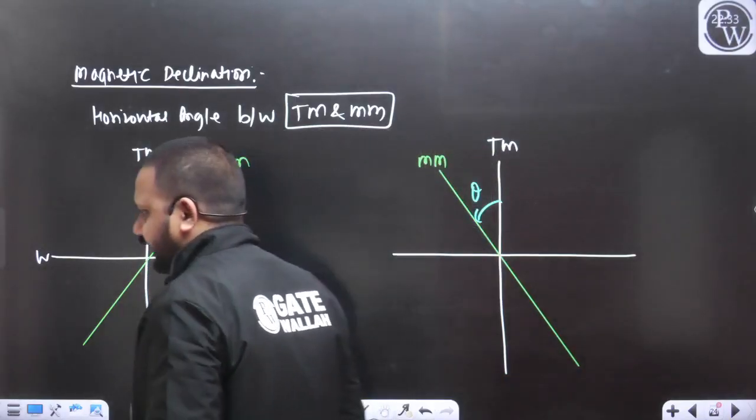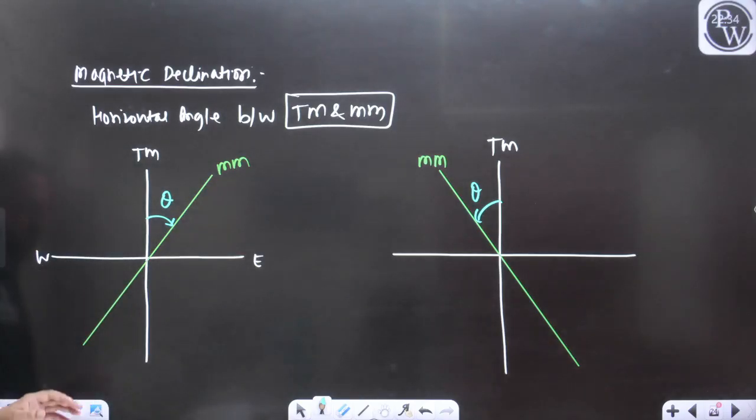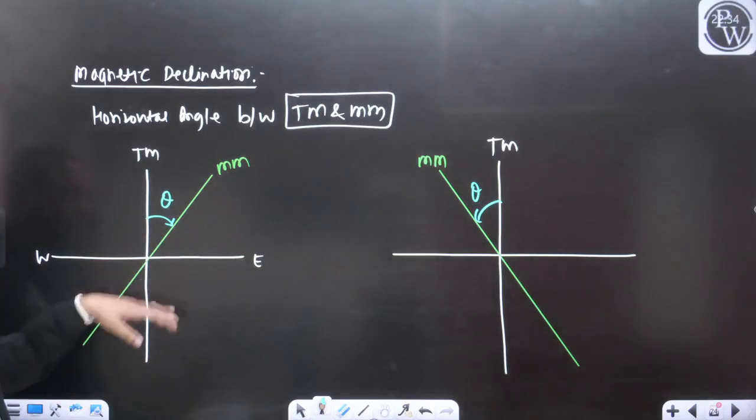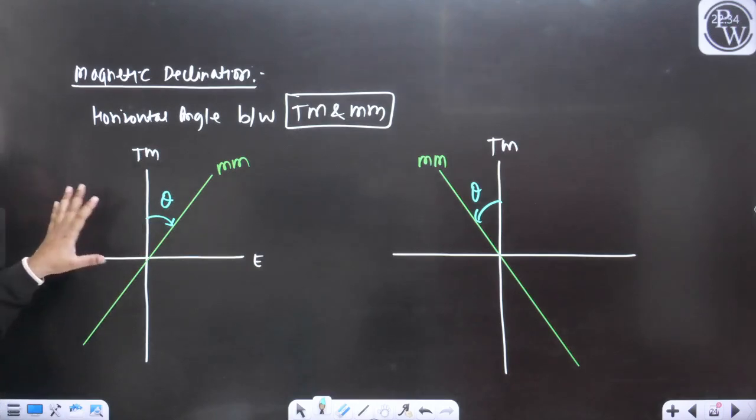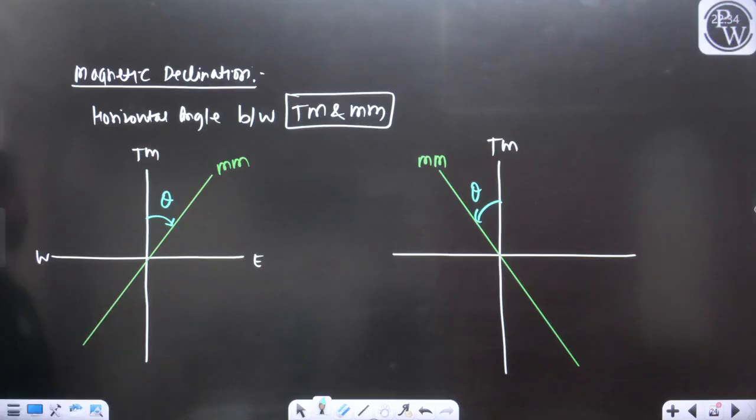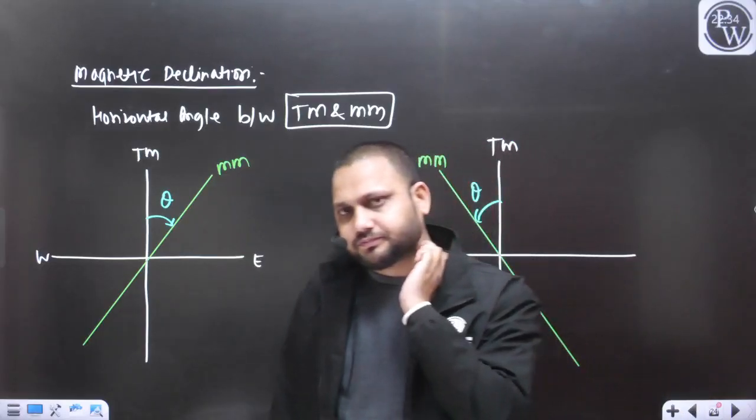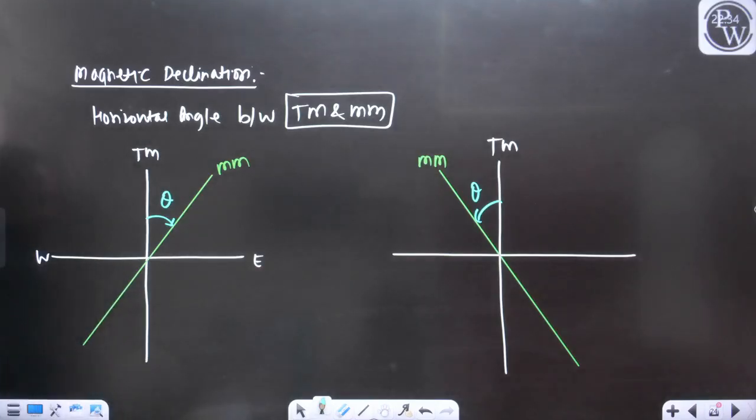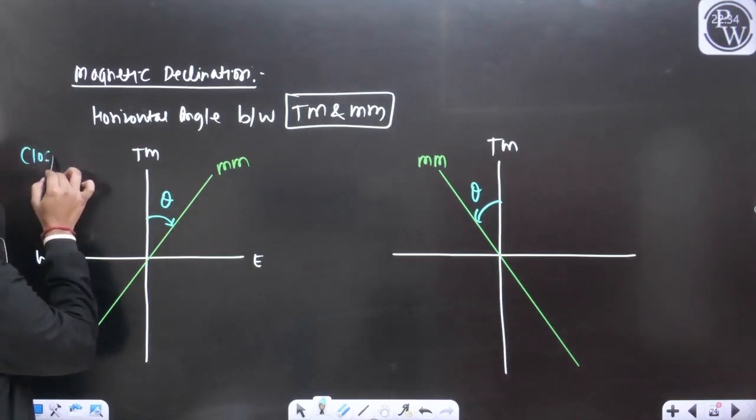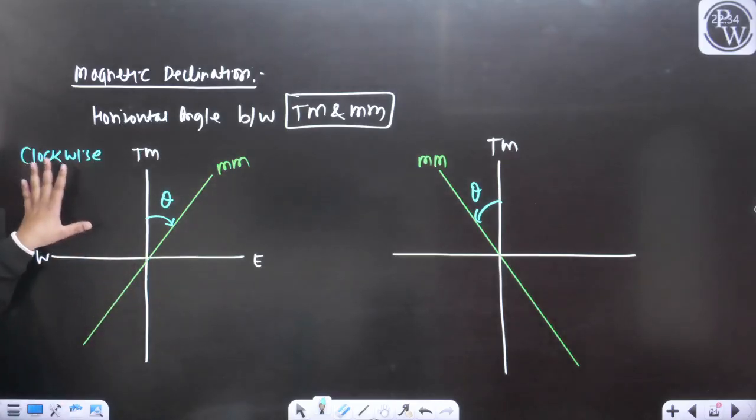Is there any difference in these two cases? Yes, there is a difference. See carefully. This theta you are measuring in the clockwise direction. Depending upon the position of the magnetic meridian, you can see in the first diagram, we are measuring the declination in the clockwise direction, yes or no? So can I say, for this we can use the term clockwise declination?